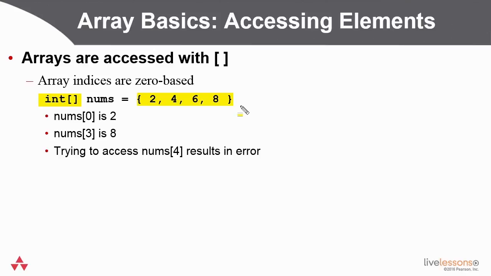And Java, like most modern languages, is zero-based. That means entry number 0 is 2. Entry number 1 is 4. Entry number 2 is 6. Entry number 3 is 8. If you try to access entry number 4, you get an error message. If there are 5 things in your array, then the indices are 0 through 4.